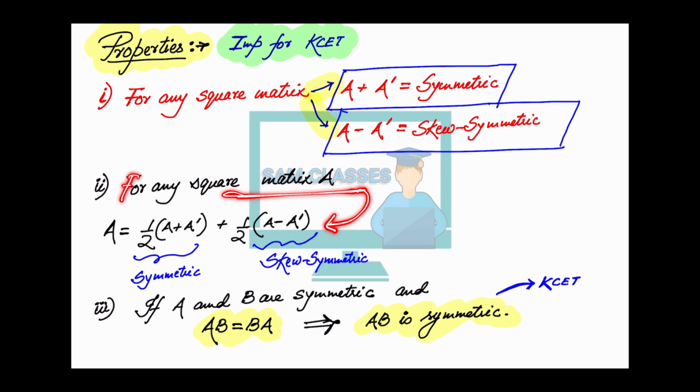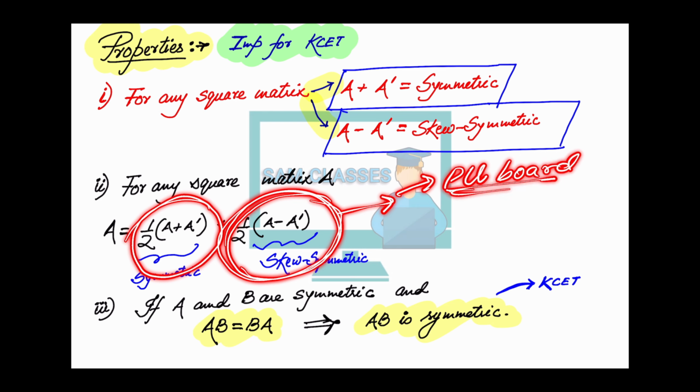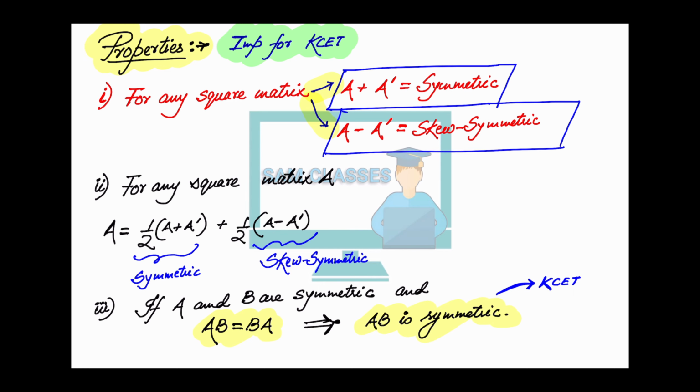Now for any square matrix A, understand, every square matrix A can be written as a sum of a symmetric part and a skew symmetric part. So very important, a lot of questions each year are asked in your PU board also, for those who are writing the PU boards, this question is pretty common. And for the KCET also, this is very important.